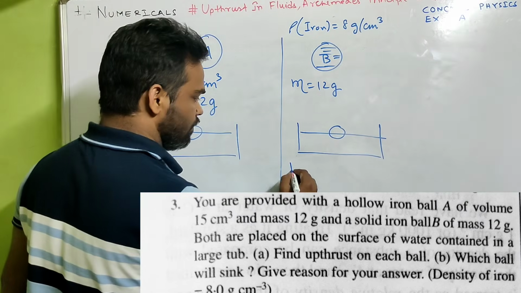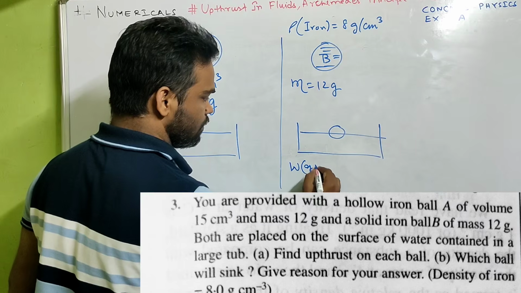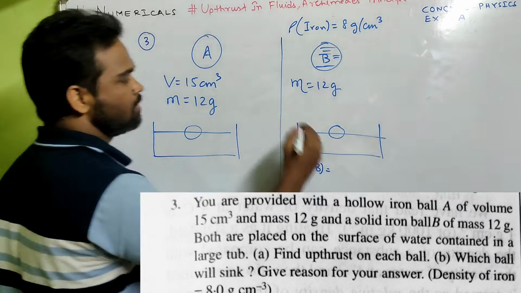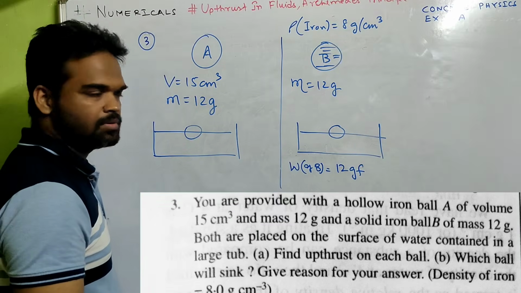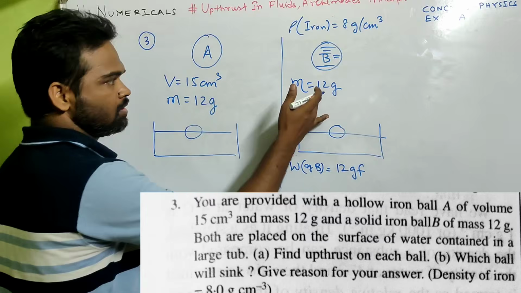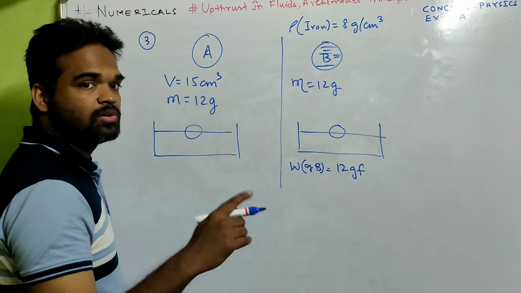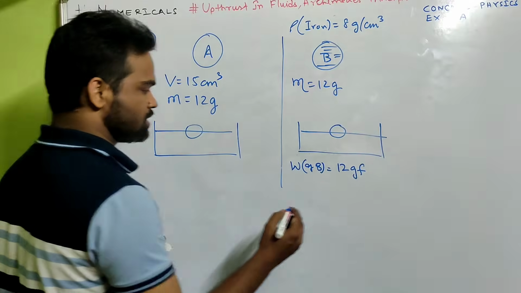Now, the weight of ball B will be 12 gram force, because mass is 12 gram. So we don't put the value of g. Actually, weight is mg. This is 12 gram, so 12 into g. So that's 12 gram force. Weight is that.